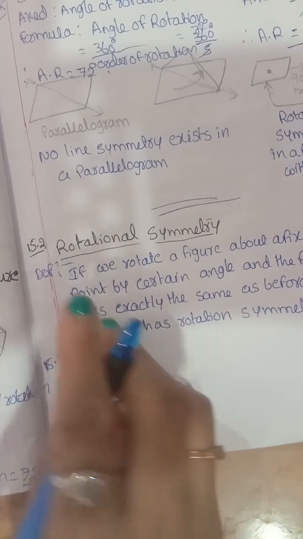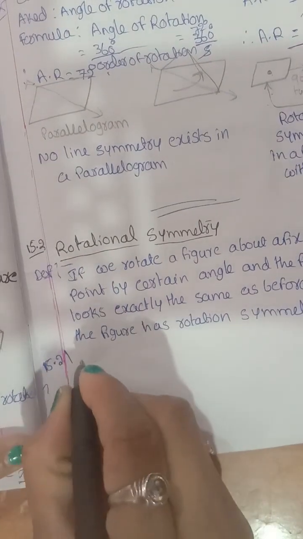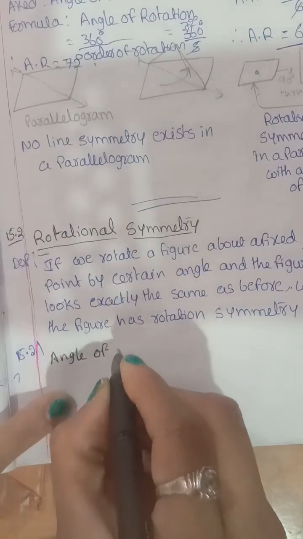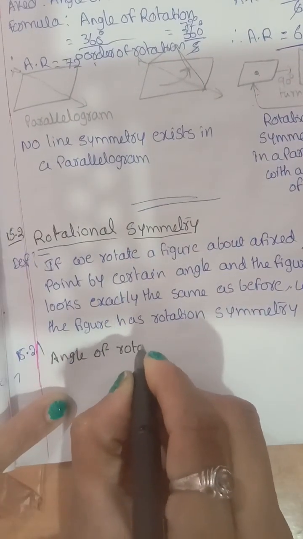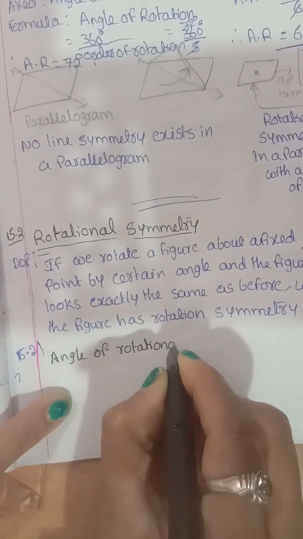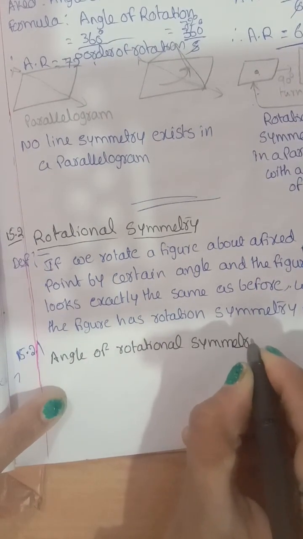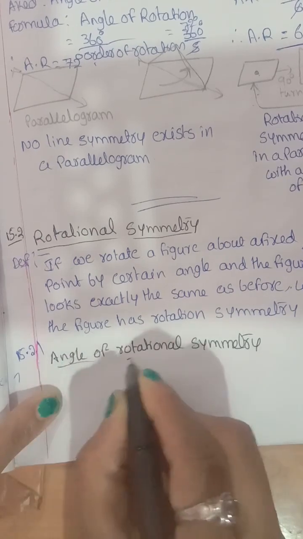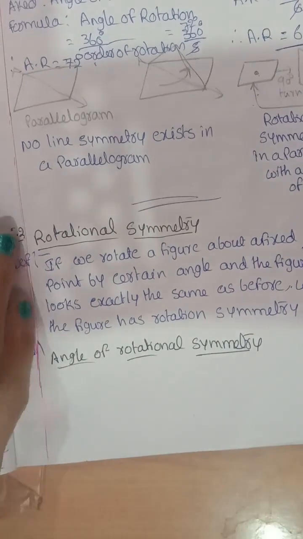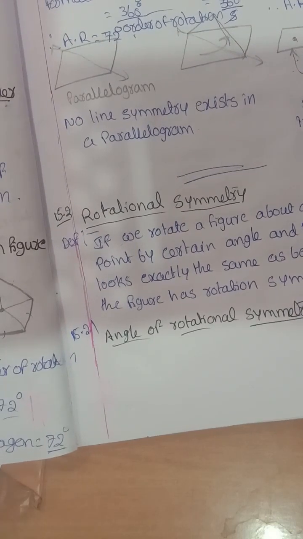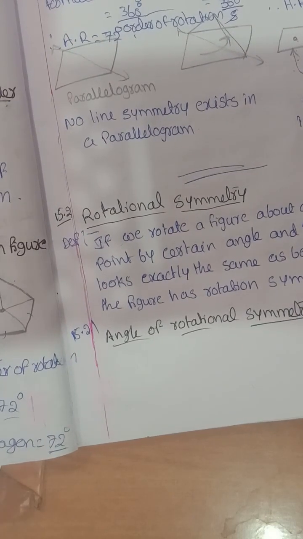Angle of rotational symmetry. First one, you know that the square has 4 lines of symmetry.